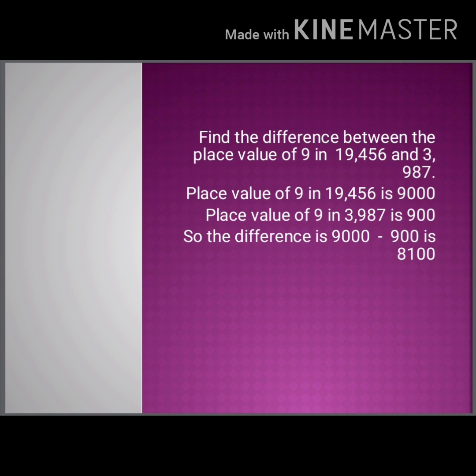Already, I think in the previous video, I have told what you mean by a difference. When you subtract two numbers, the answer we get is called the difference. So here 9,000 and 900, if you subtract, you will get 8,100. So the difference between the place value of 9 in the given two numbers is 8,100.